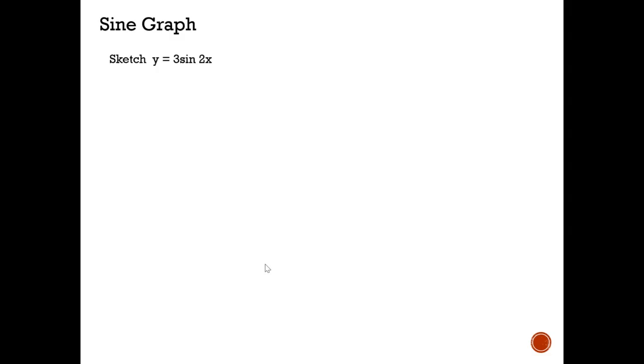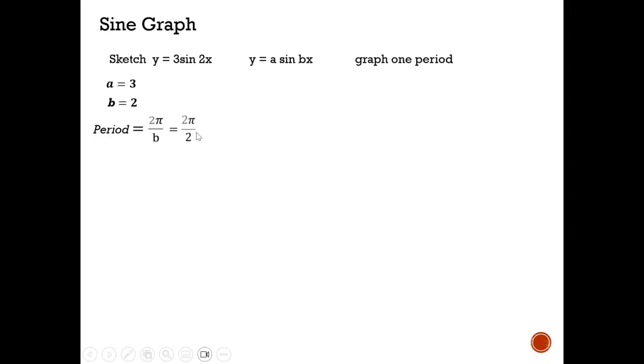Sketch y equals 3 sine of 2x. So my A is 3, and my B is 2. The amplitude will be 3, and the period will be 2 pi over B. So it's going to be 2 pi over 2, which will give us pi.